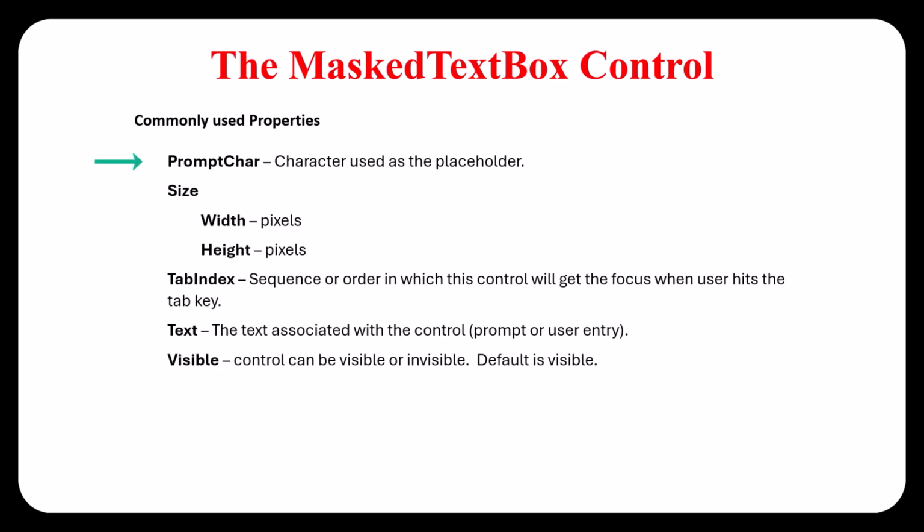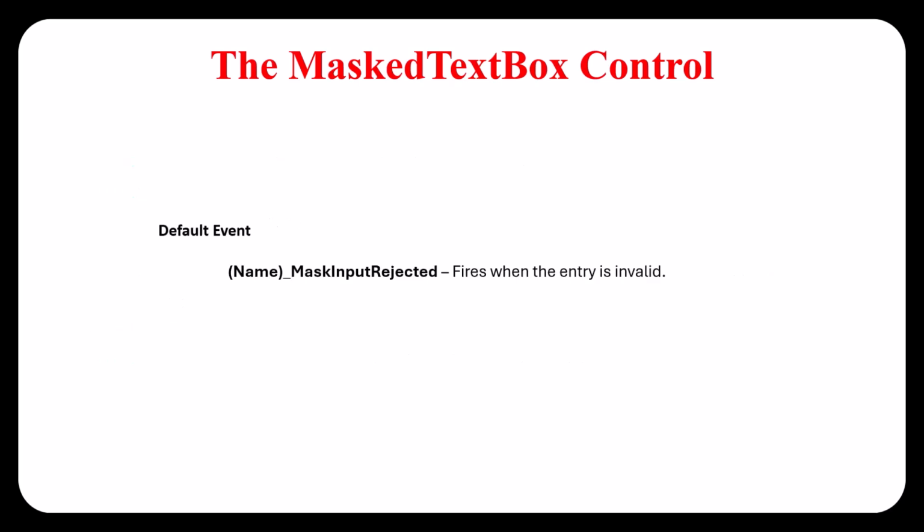There's also the PromptChar. It's a character used as a placeholder. And you can change the Size, the width in pixels, and the height in pixels. The TabIndex is the sequence or order in which the control will get the focus when the user hits the tab key, just like a text box. The Text is the text associated with the control, the prompt or user entry. And Visible. The control can be visible or invisible. The default is visible. There's the default event, named MaskInputRejected. It fires when the entry is invalid.